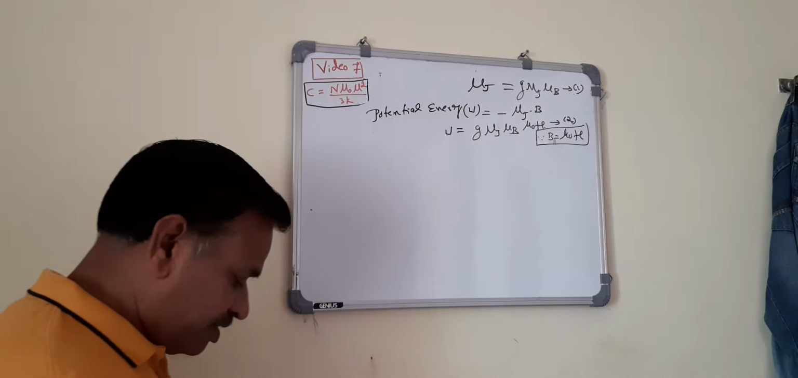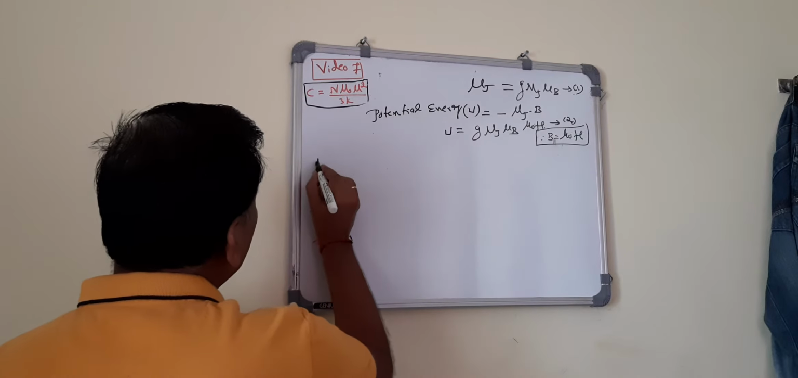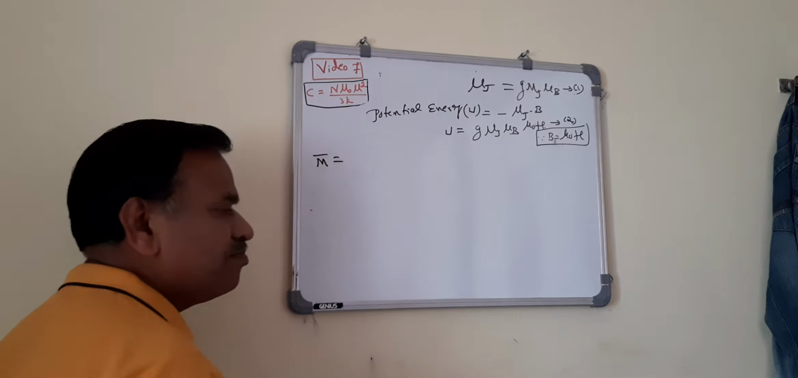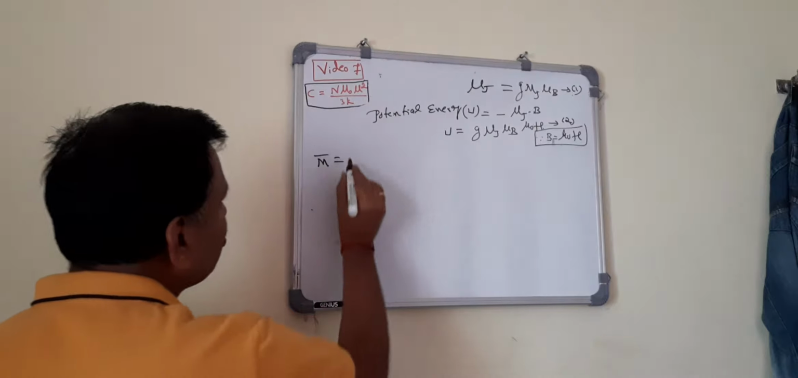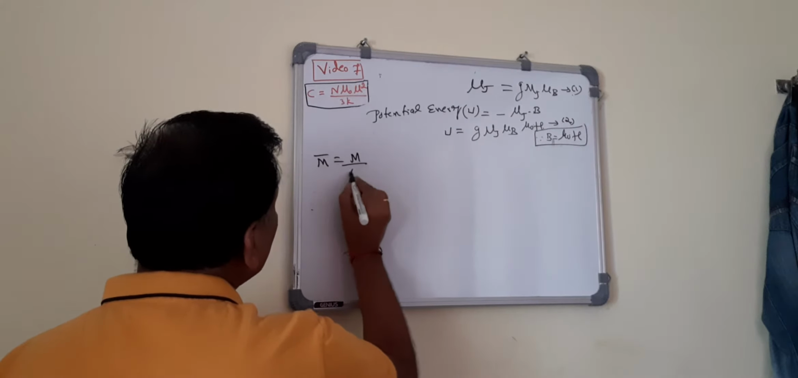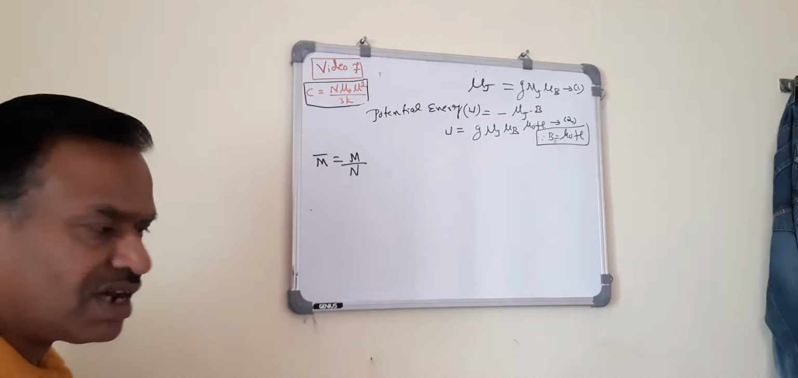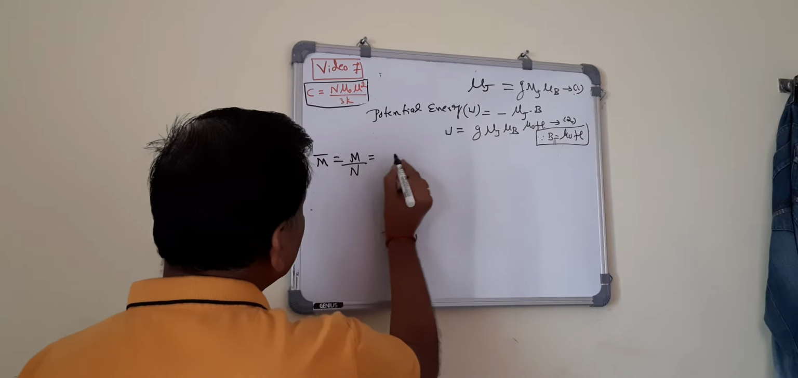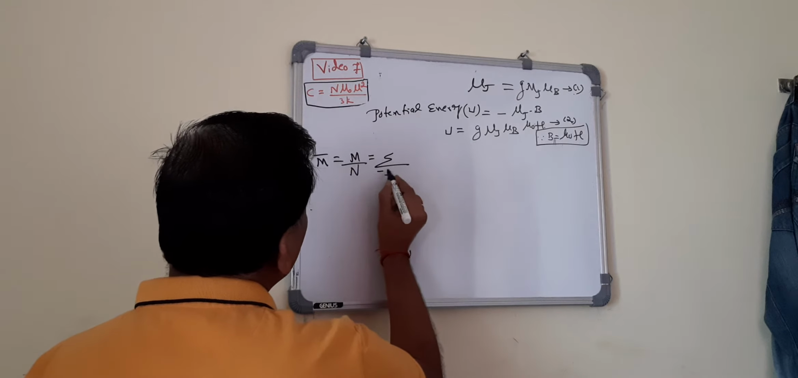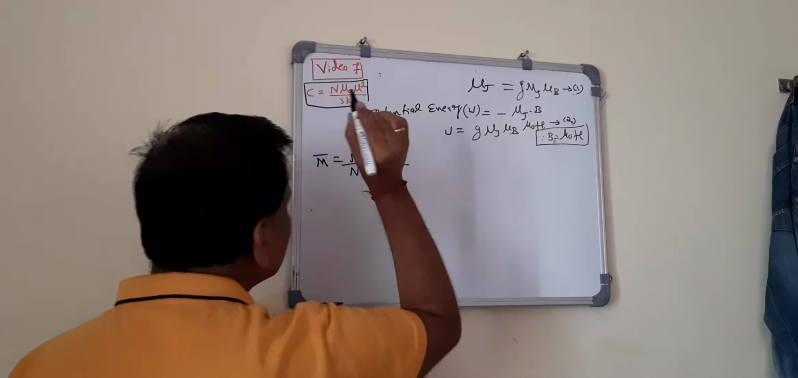Next, here M bar, that means the average magnetic moment per unit volume, equal to M divided by N. This one I will write in this fashion: the sum from minus j to plus j.